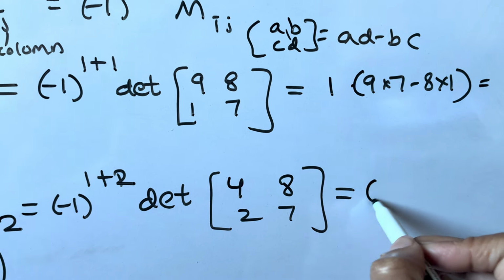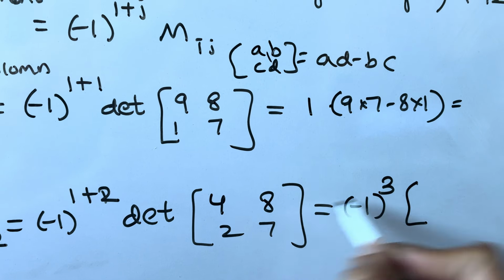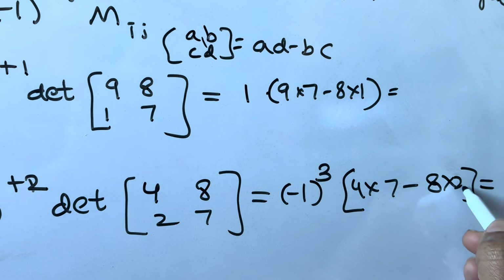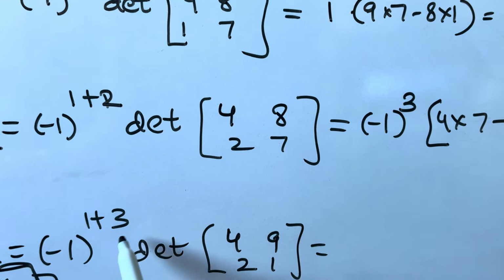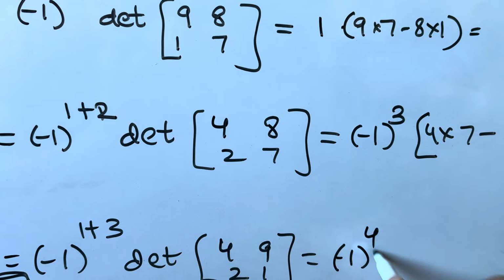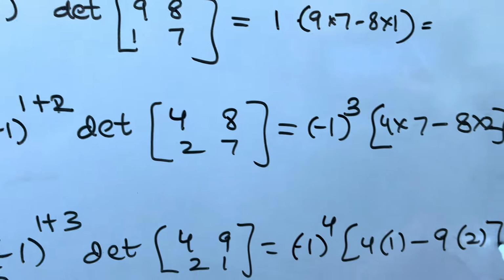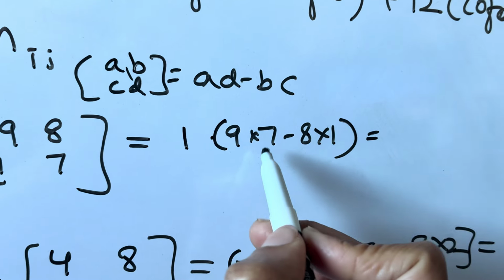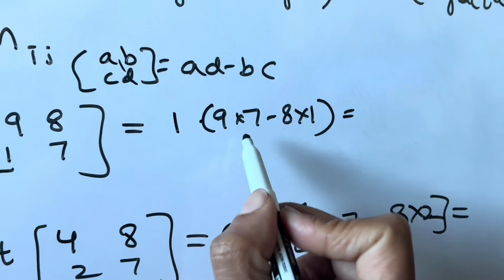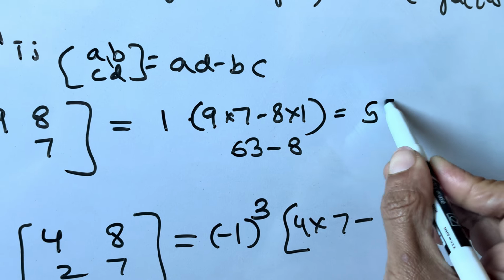And here it is minus 1 to the power 1 plus 2, which is nothing but 3. And 4 times 7 minus 8 times 2. Here it is minus 1 to the power 1 plus 3, which is 4, which is minus 1 to the power 4 times 4 times 1 minus 9 times 2. Now 9 times 7 is 63 minus 8, which is 55.